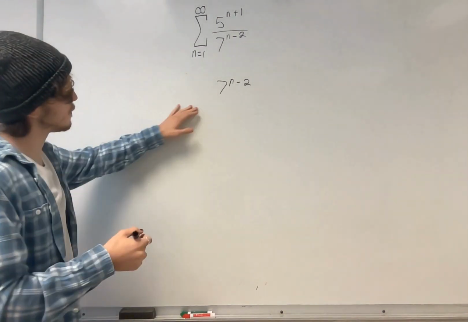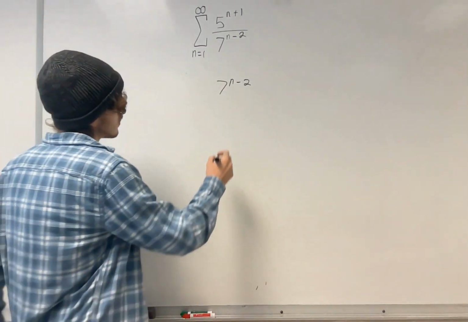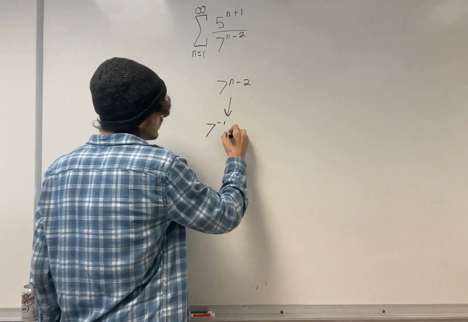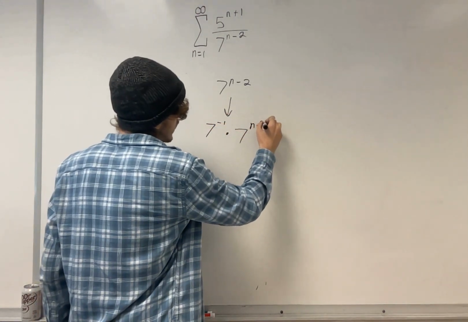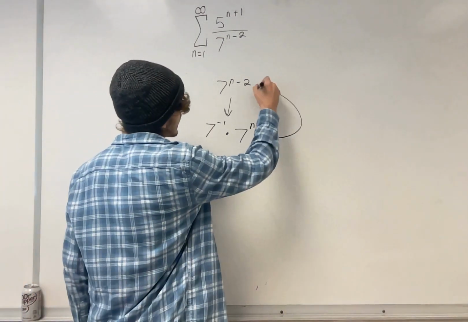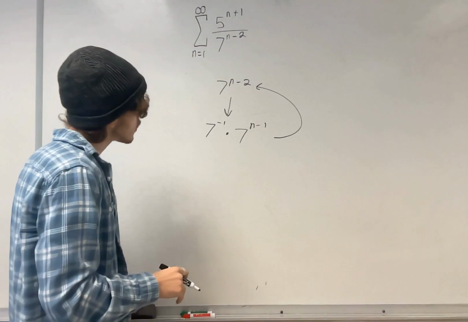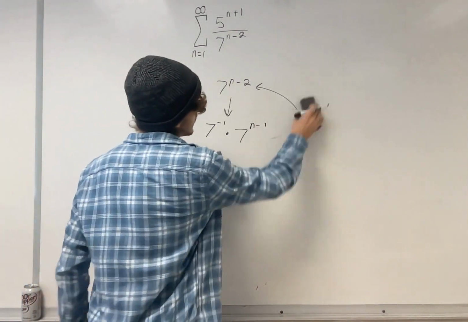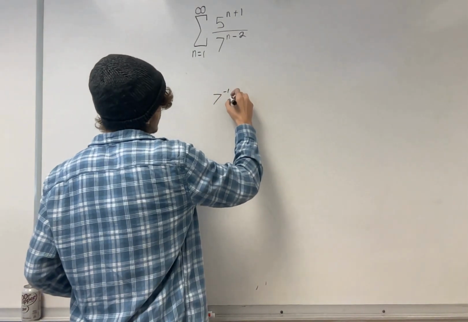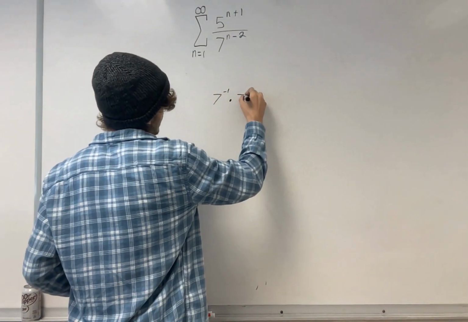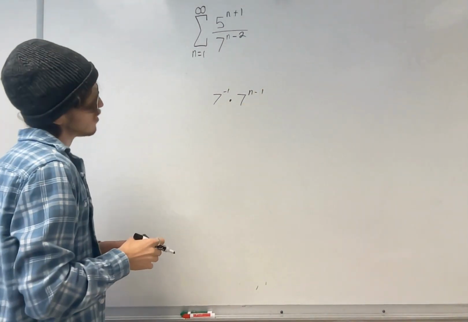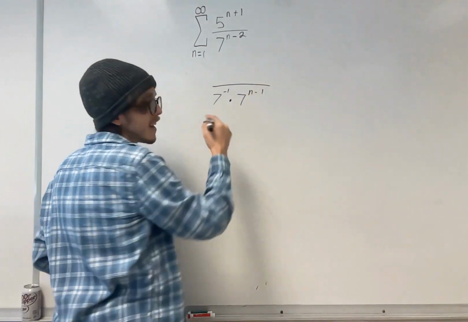But notice here, we can use that logic. So if I split this into 7 to the negative 1 times 7 to the n minus 1, well, add your exponents, and what do you get? You're going to get back exactly what you had. So what we can do is rewrite the denominator of the series to 7 to the negative 1 multiplied by 7 to the n minus 1. And that is equivalent to 7 to the n minus 2. Does that idea make sense?